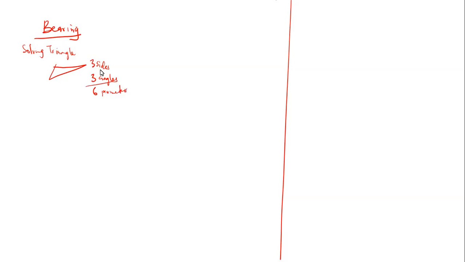They will give you sides. Sometimes it could be 3 sides, they will give you all the 3 sides. And sometimes they will give you angles and sides. In most cases, you may not see where they give you only angles.